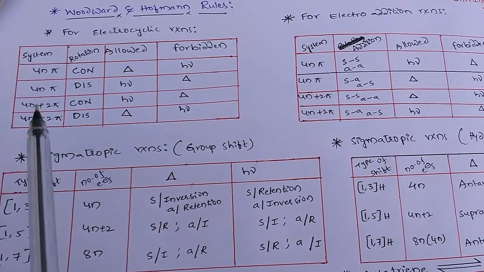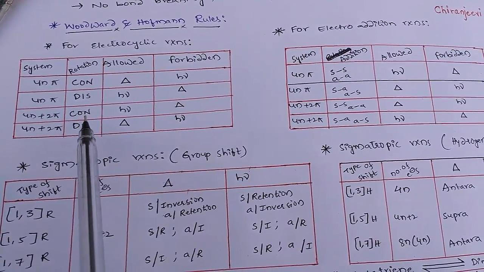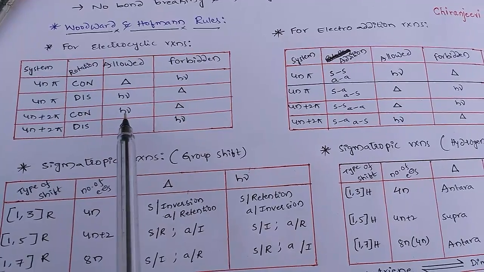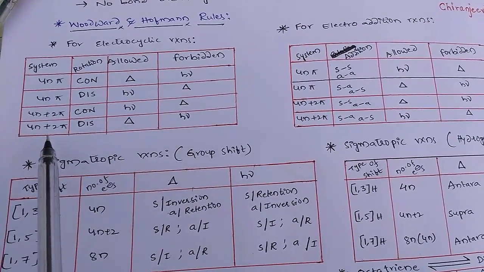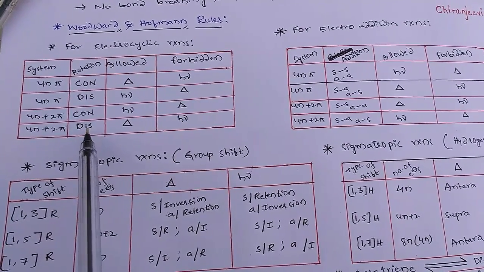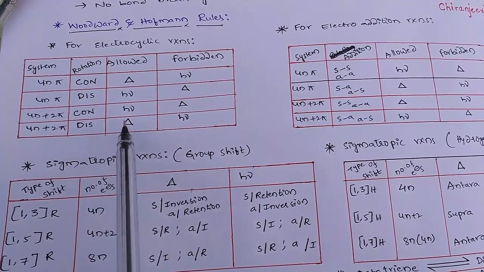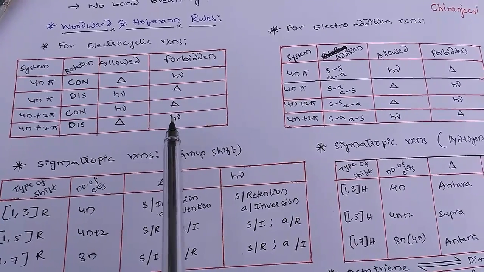And if you observe a 4n plus 2 pi electron system, on conrotation it is photochemically allowed and thermally forbidden. And for a 4n plus 2 pi electron system, on disrotation it is a thermally allowed reaction and photochemically forbidden reaction.